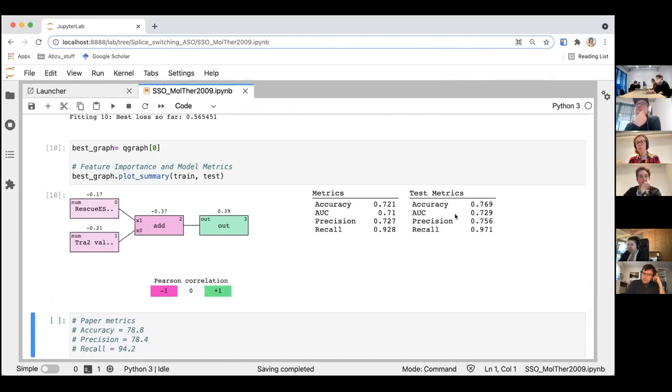But you can see that we actually generalized pretty well from the train to the test. We have a pretty high recall as in the paper. The precision is less. That's the same as in the paper.